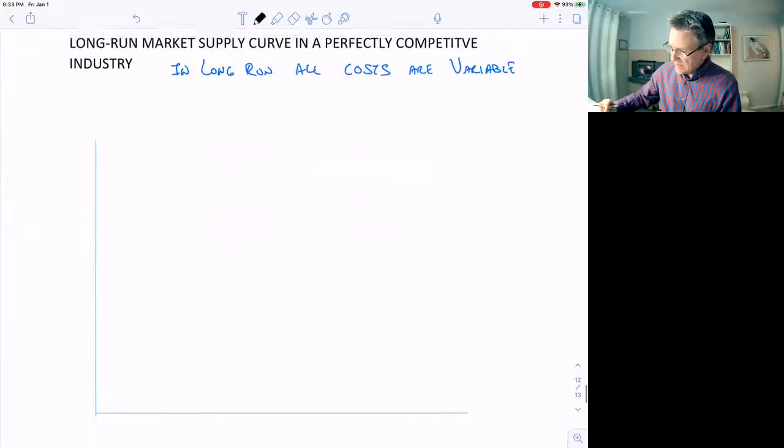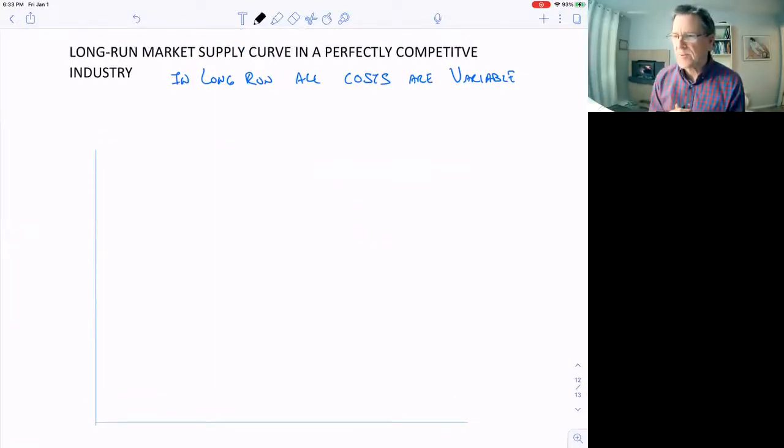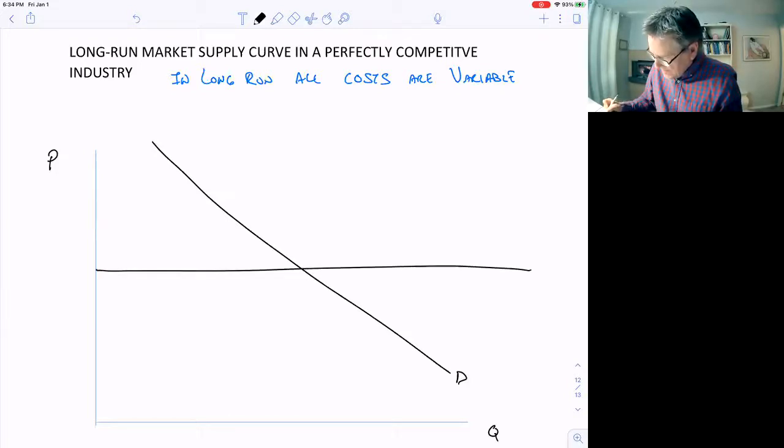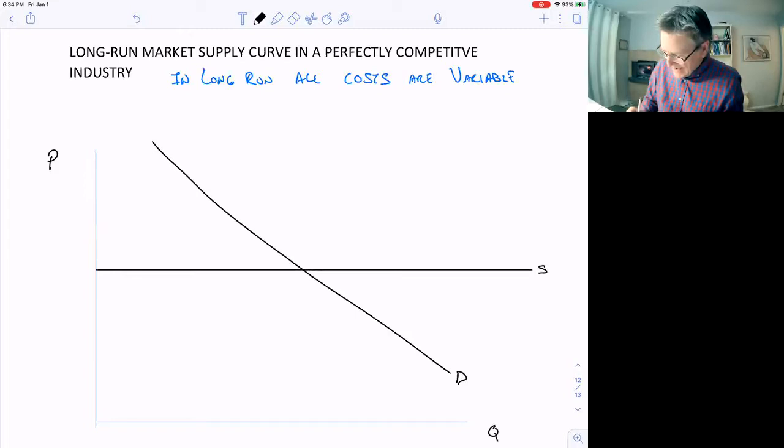So what does that mean for the market supply curve? If we look at the long run, the market demand and the market supply curves in this industry, there's a demand curve and there's a supply curve, but the supply curve is not upward sloping like it is in the short run. The long run supply curve is horizontal at a price of P star, that price where no companies have an economic profit.